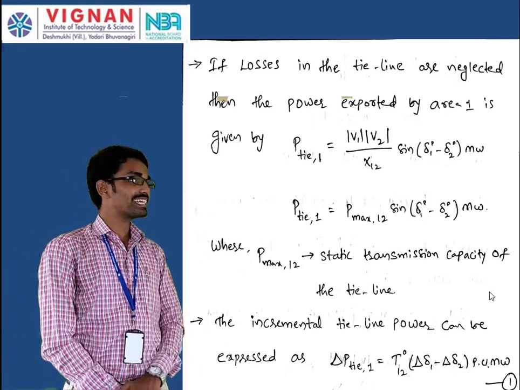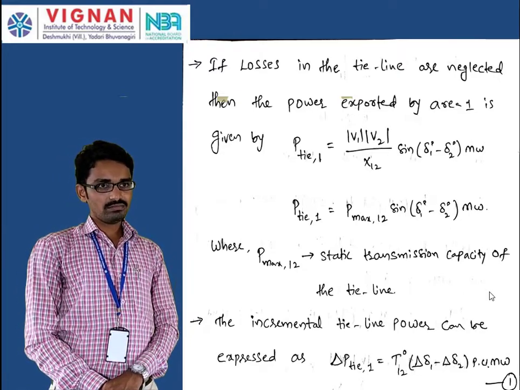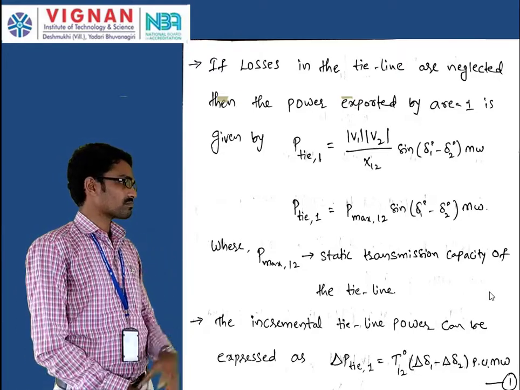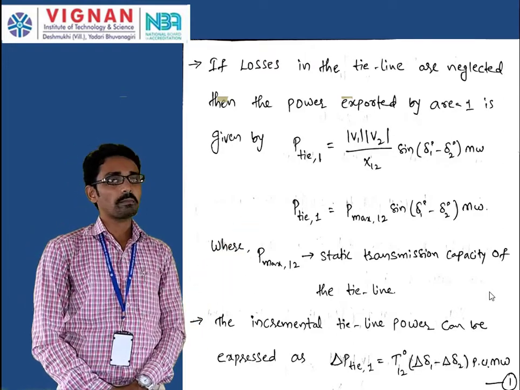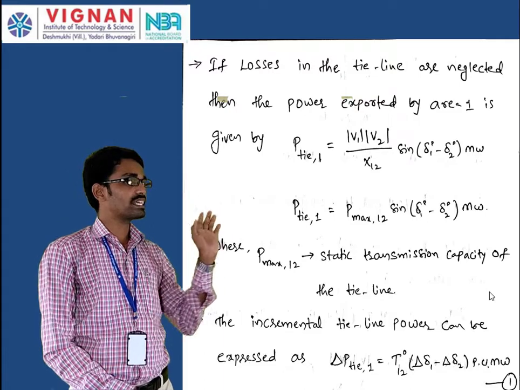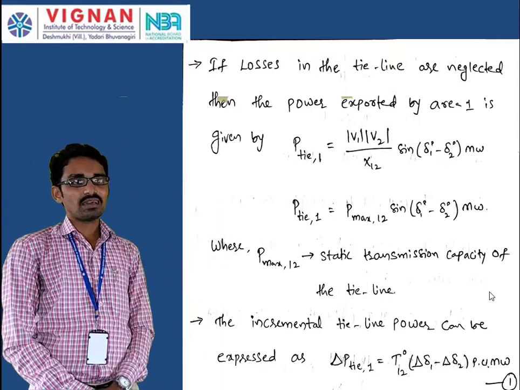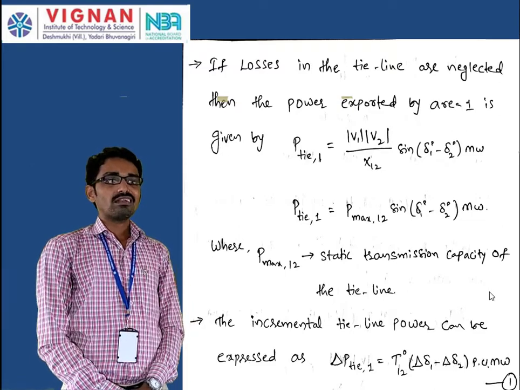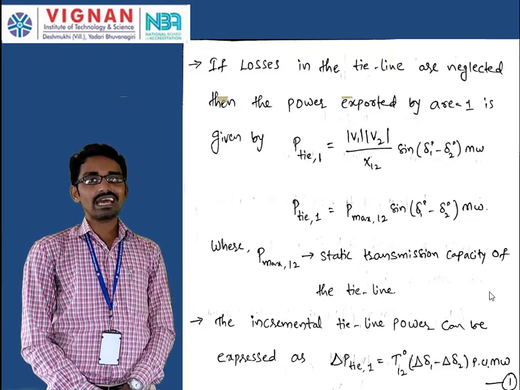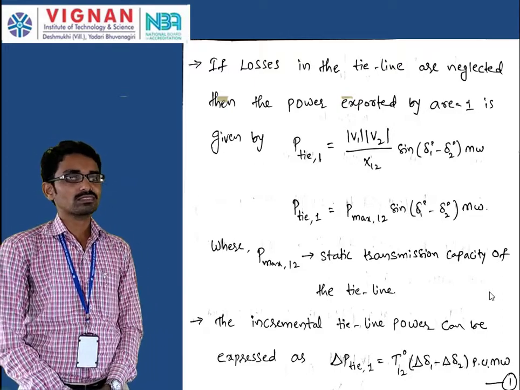So if we see the analysis of this two area control system, if I neglect the losses in the tie line, there is a tie line used for the transmission of power, or to transfer the power from one area to the other area. Here I am considering the tie line losses to be neglected. So if I neglect the tie line losses, then what happens?